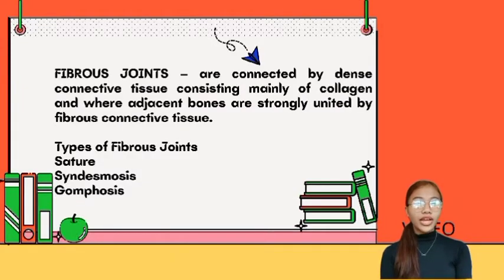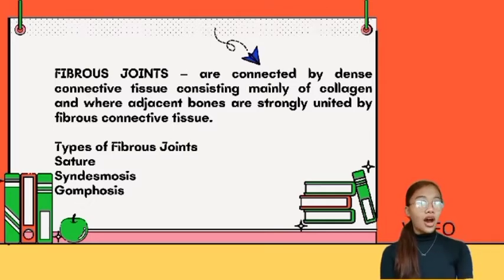Fibrous joints are connected by dense connective tissue consisting mainly of collagen, where adjacent bones are strongly united by fibrous connective tissue. There are three types of fibrous joints. These are suture, syndesmosis, and gomphosis. So first is suture. A suture is the narrow fibrous joint found between most bones of the skull. So yung mga lines sa skull, this is what we call the suture joints.